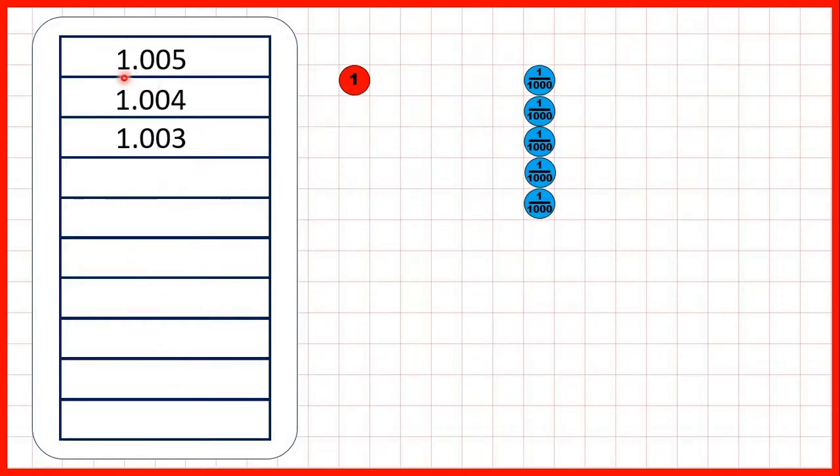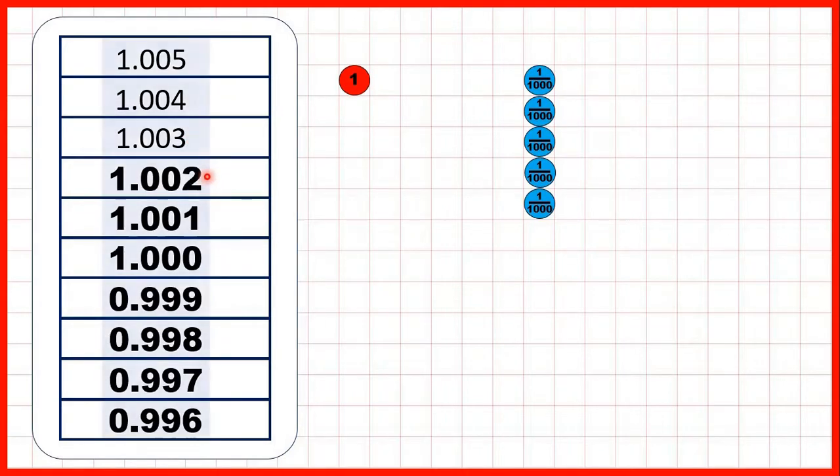Finally, we start with 1.005, so that's 1 whole, no tenths, no hundredths and 5 thousandths, because the third digit after the decimal point tells us how many thousandths we have. Then, if we're counting back in thousandths, we get 1.004, 1.003, and what 7 numbers come next?